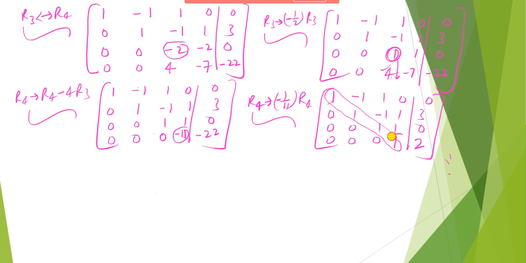Search for the key element in the fourth row and fourth column. So this is the key element, and with the help of this key element, make the above non-zero entries 0.